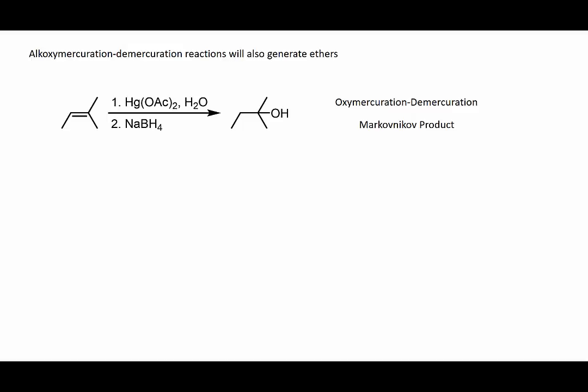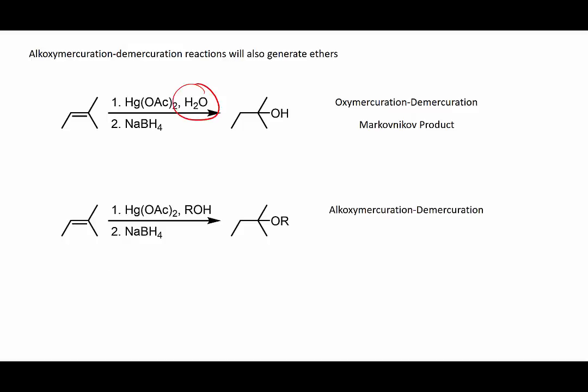A simple way to make an ether instead of this alcohol is to replace the water here with an alcohol. If we have this same reaction, instead of generating a hydroxyl group over here, the alcohol will act as a nucleophile, and we will have an OR group. And this will also give us the Markovnikov product, only in ether form.